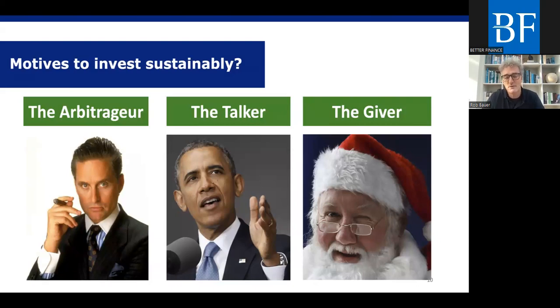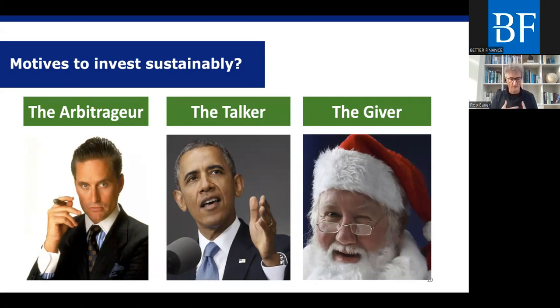The other motivation might be to signal, maybe even to yourself, but also to others, that you are really into this topic. So if we are at a party, you can tell people, I'm into a sustainable, responsible investment fund. The third motivation could be that you really want to do good.